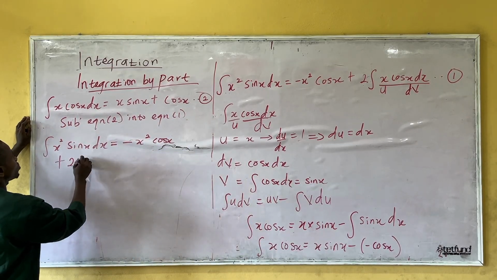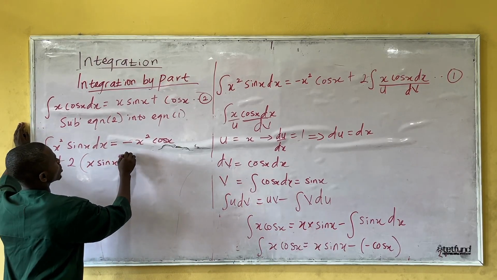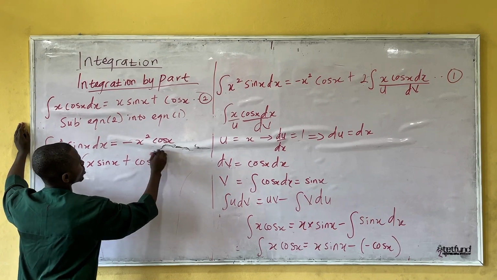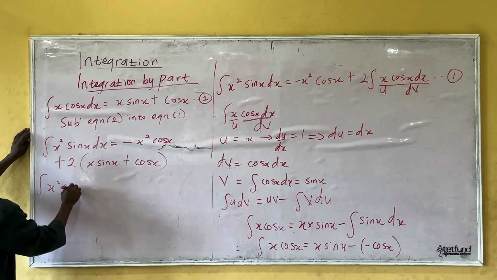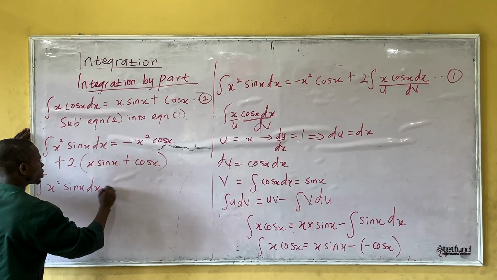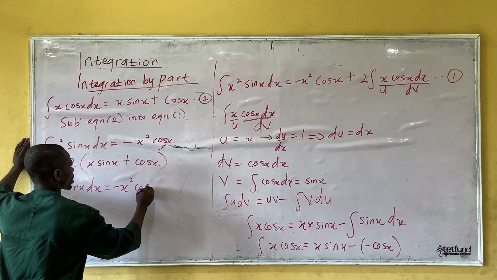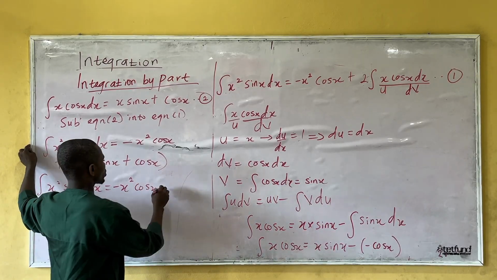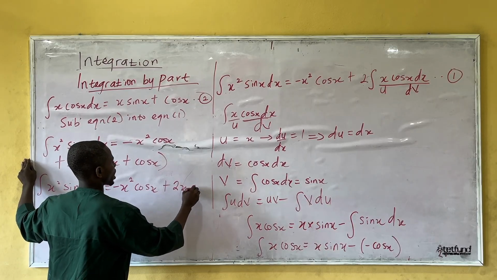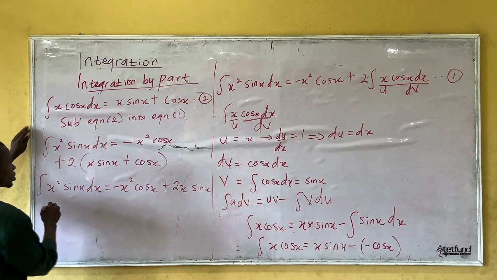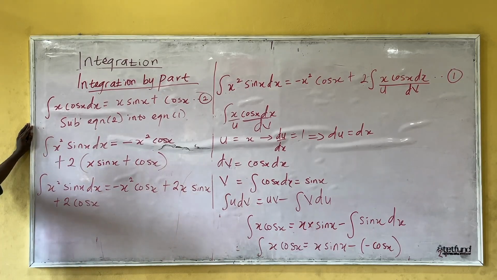So now it will be plus 2 bracket, x sin x plus cos x. So the integral of x squared sin x dx will be equal to minus x squared cos x plus 2, now you open the bracket, plus 2x sin x, then plus 2 cos x. That is the final answer.